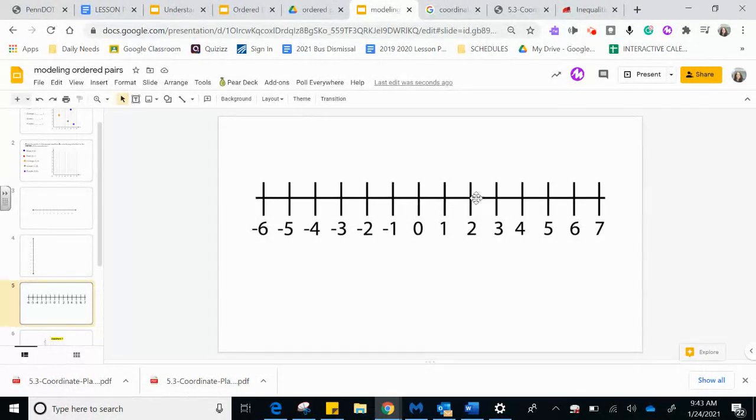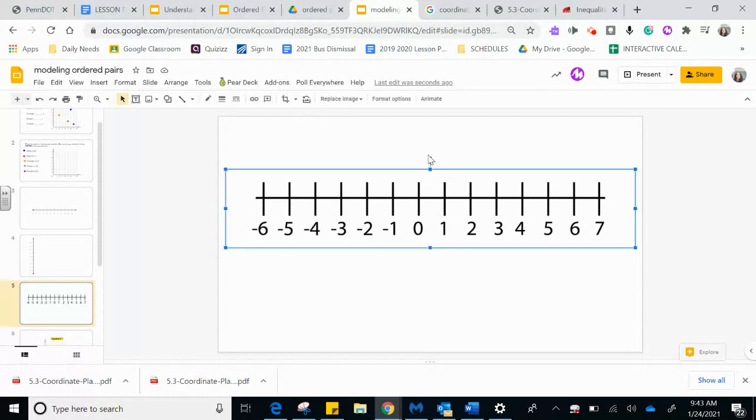And if you go to the right in a number line, these are all amounts that are greater than 0. But if you go left on a number line, these are all the amounts that are less than 0. And this should sound familiar.